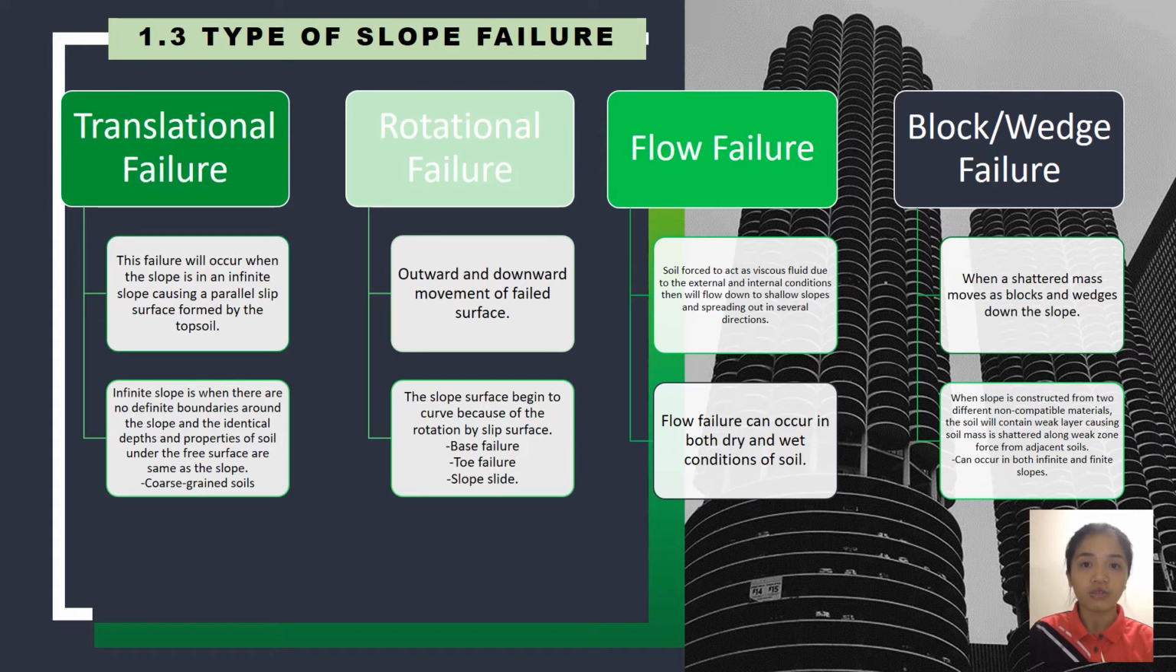Block failure occurs when a shattered mass moves as a block and wedges down the slope. When a slope is constructed from two different non-compatible materials, the soil will contain a weak layer, causing the soil mass to be shattered along the weak zone, forced from adjacent soils. This failure is also known as wedge failure and can occur in both infinite and finite slopes.